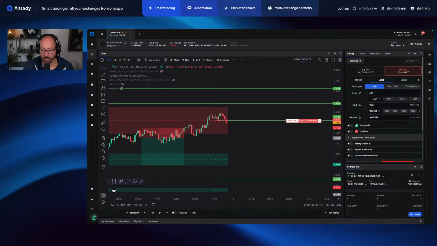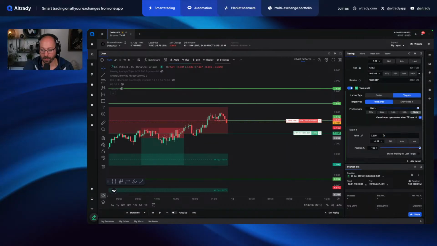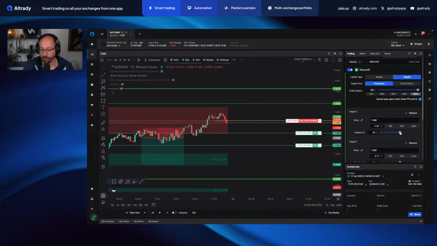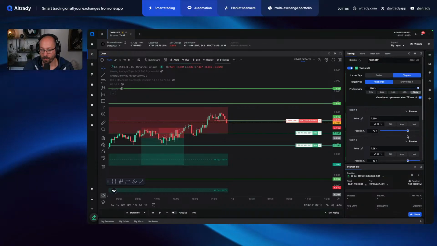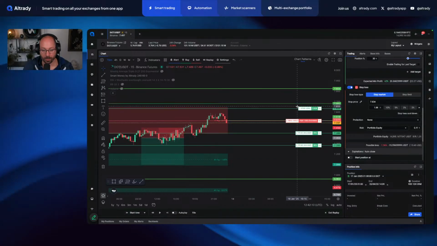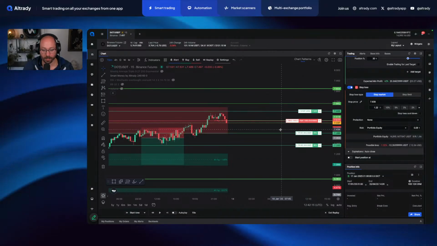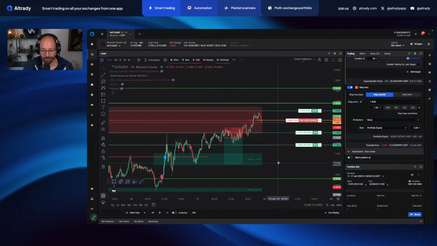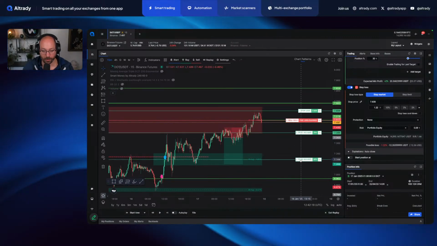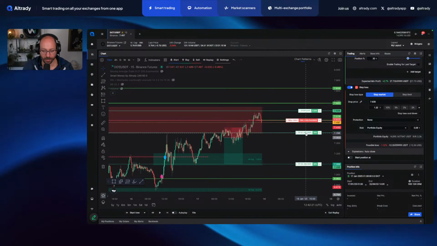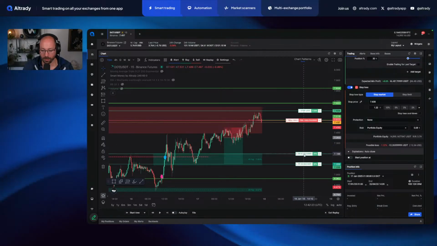So let's just set it there, take profit, and stop loss like that. Obviously we could use a preset, but I always just do it manually. I don't really use the presets. I should do that. It's very easy.